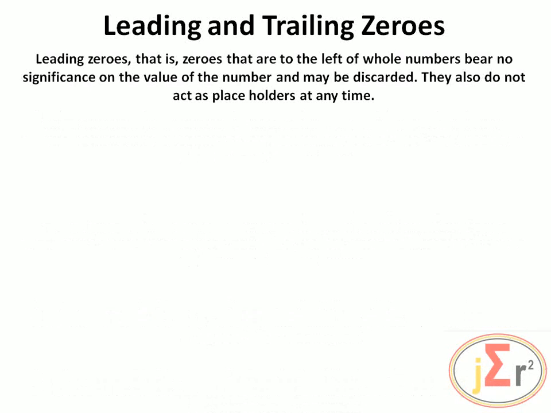We're going to be looking at leading and trailing zeros. Leading zeros, that is, zeros that are to the left of whole numbers, bear no significance on the value of the number and may be discarded. They also do not act as placeholders at any time.